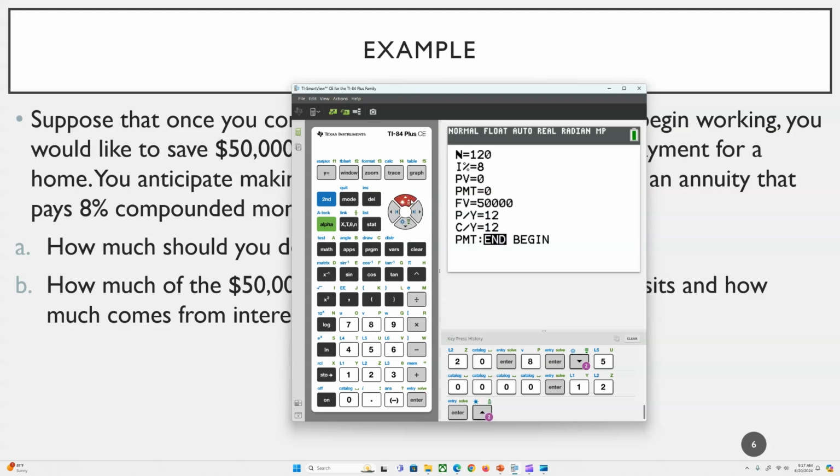So all you're going to do is now you're going to go back to PMT and hit alpha solve. And notice, remember, it's going to report it as negative because the interpretation is like you're paying for it. So you're taking that money out of your account and putting it into this different one. So it interprets it as negative. But for our purposes, how much we're going to have to deposit each month is $273.30.